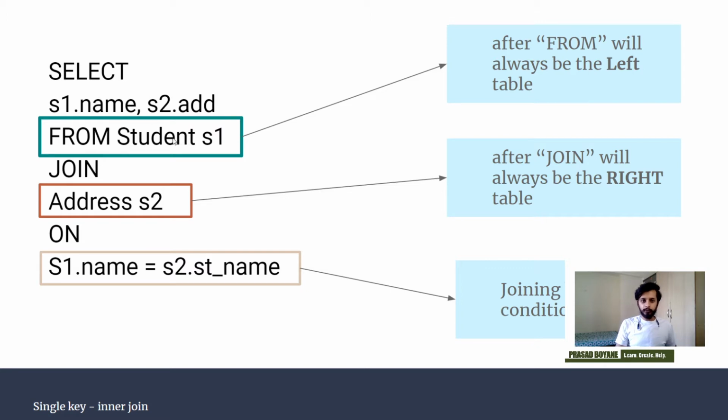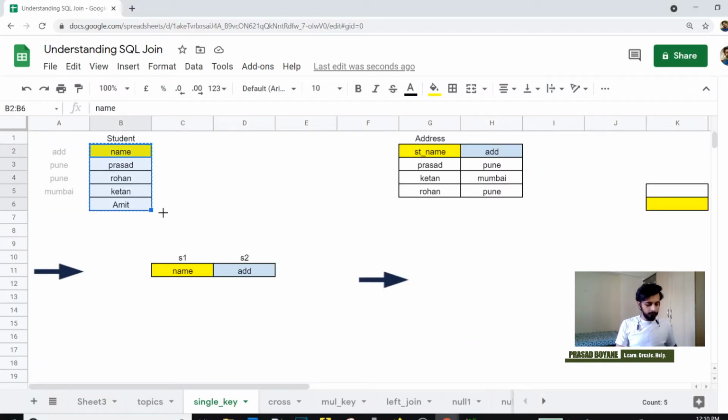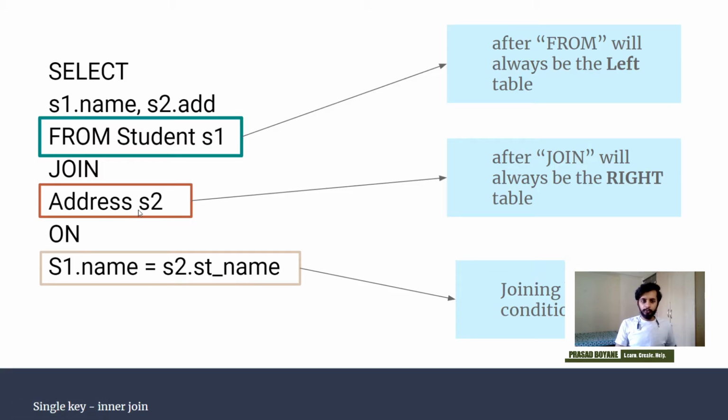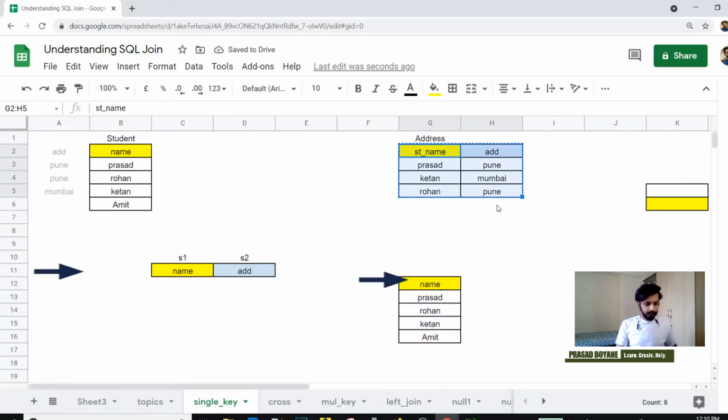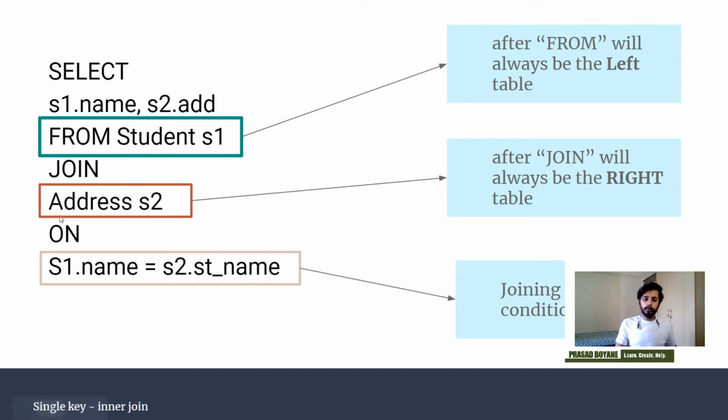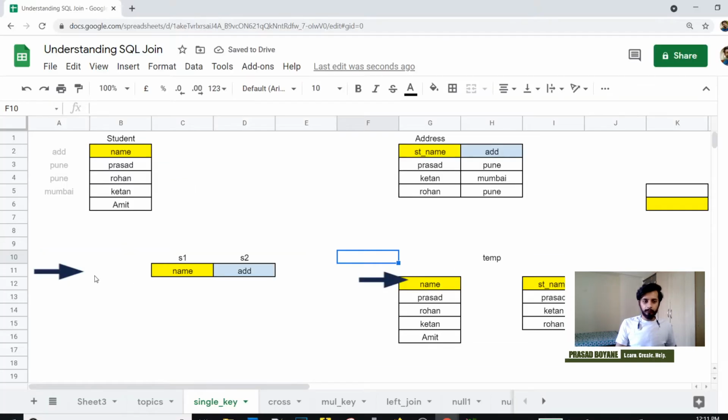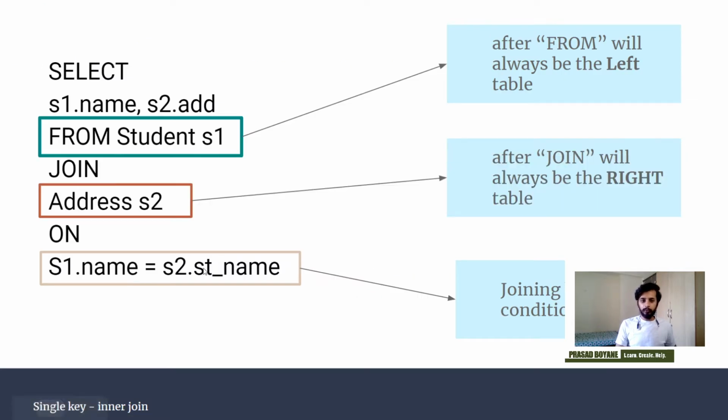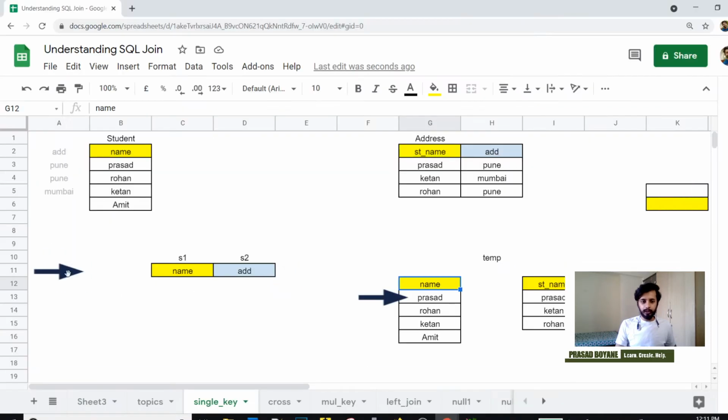Okay. From student S1, so student will always be the left table. Copy and paste. And address S2 will always be the right table. So let's create the temporary copies here. This is the temporary copies. Now how the join will work is s1.name. One cursor will get created, which will be in the name field of the left table, which is the student table, equal to s2.st name. Another cursor will get created, which will be placed at st name.